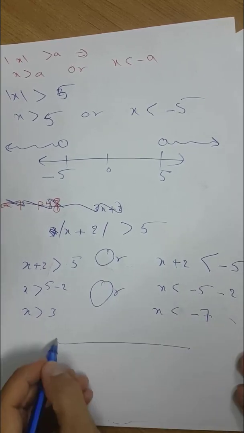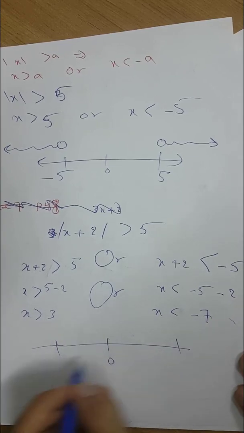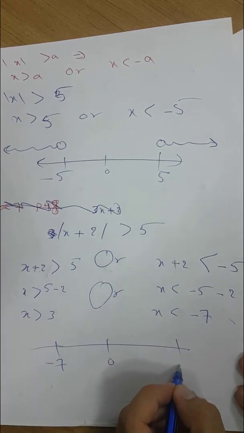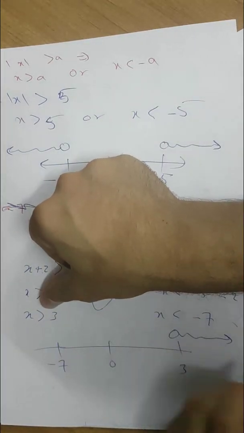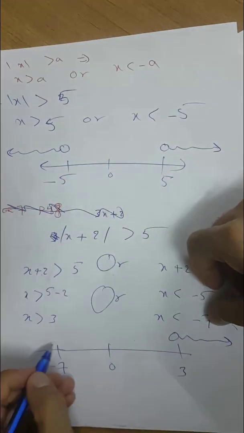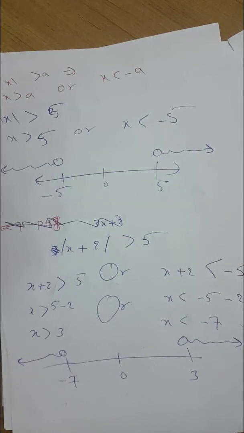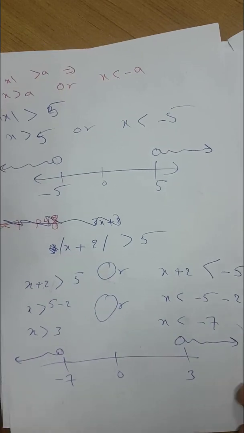Finish. So I have what? Here's 0, here's minus 7, here's 3. So I am greater than 3, sorry, let it be like that. Less than minus 7, let it be like that. Okay, dear? Any question? No, it's easy, you can see.